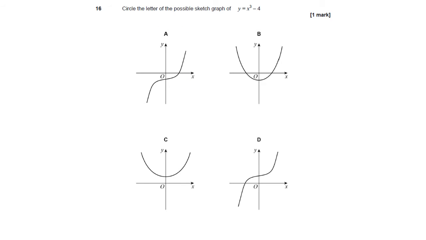Question 16, we need to circle the letter of the possible sketch graph of y equals x cubed minus 4. So the x cubed graphs, they start in the bottom left corner. They have a positive gradient before then going flat for a little while and then heading back to a positive gradient to head up to the top right corner. So we can immediately rule out B and C. They're quadratic, so maybe to the power of 4 graphs. So it's got to be A or D, but because it's x cubed minus 4, it would have to cross the y-axis at minus 4, hence it must be A.